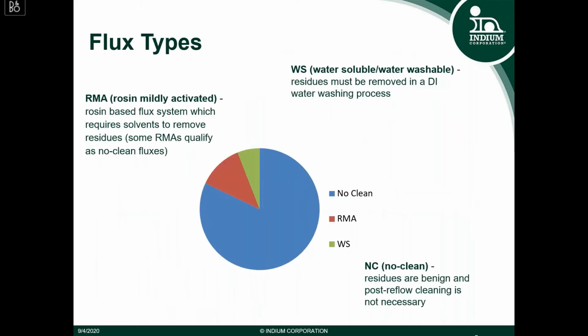There are essentially three different flux types. You have the most common flux type, no cleans, in which the flux residue is benign after the reflow step. It does not pose any threat to electrical reliability or corrosion. You have RMA flux type, which is a rosin-based, mildly active flux. And you have water-soluble fluxes, which are typically very aggressive fluxes, and the flux residue can just be removed with water wash.